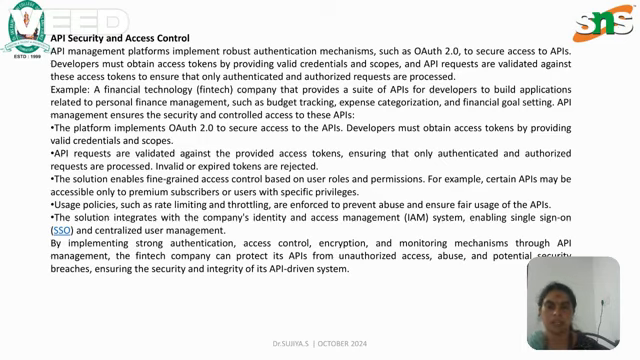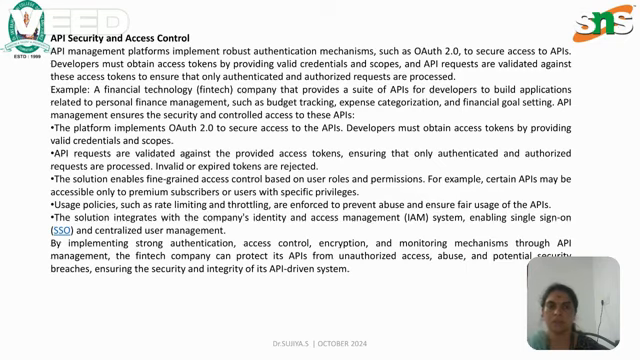API security and access control implement robust authentication mechanisms such as OAuth 2.0 to secure access to APIs. Developers must obtain access tokens by providing valid credentials and scopes. And API requests are validated against these access tokens to ensure that only authenticated and authorized requests are processed.